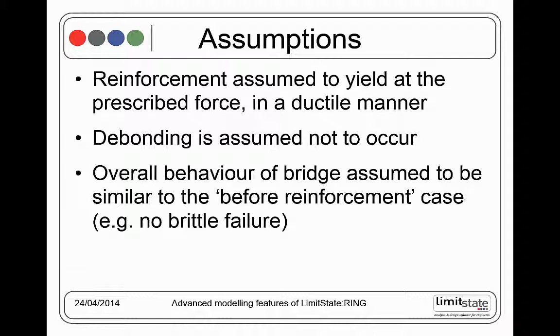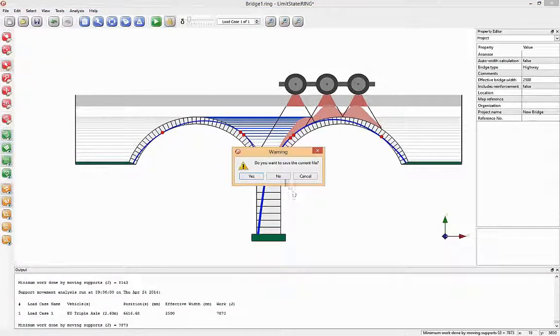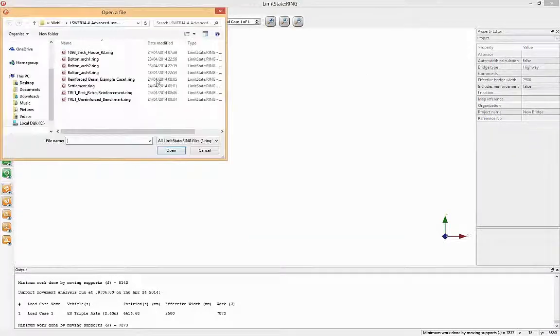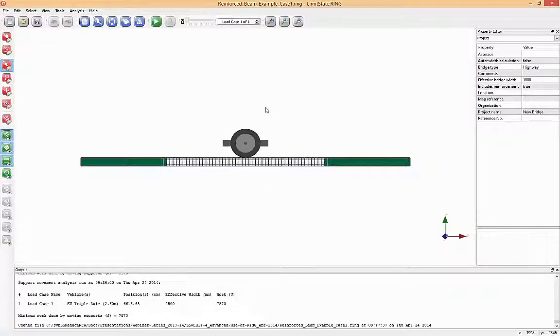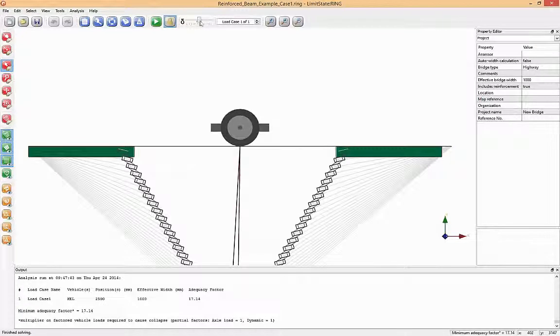So there are some examples given with the software that show the validation of this feature. So I think I've got one here. It doesn't look much like an arch. It's actually a reinforced beam, effectively.